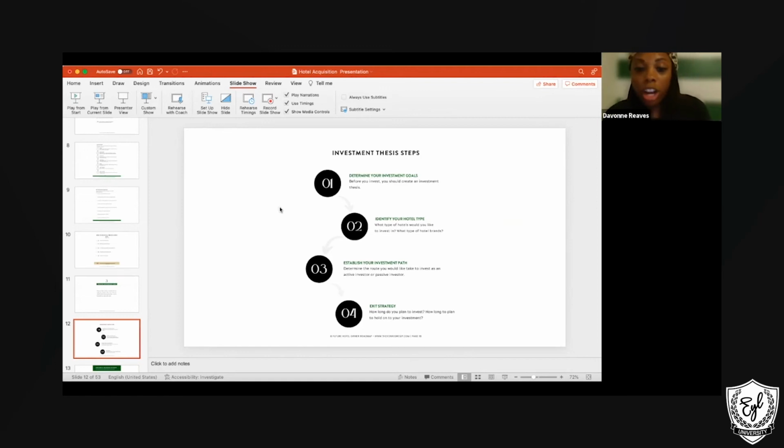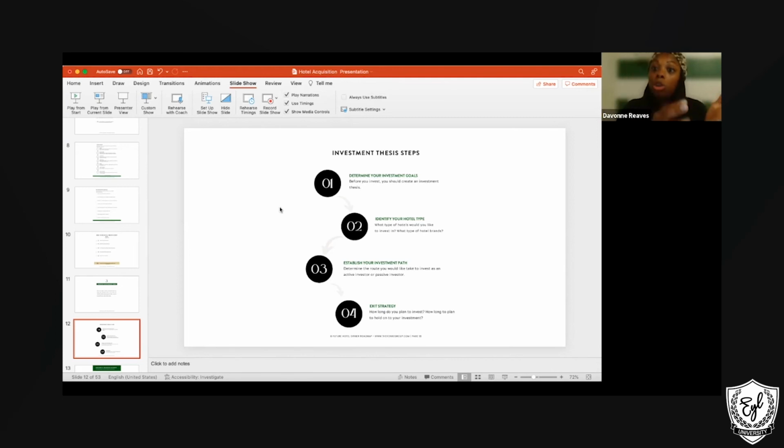And then your exit strategy. How long do you plan to hold on to your investment? So if you're looking to invest in something and you want to get out in 3 years, if somebody brings you a 10-year deal, that's not going to work for you. Or if somebody brings you a 10-year deal, but you only want your money tied up for 5 years, you see how you're not even wasting your time going back and forth, because it's just not going to work for you.